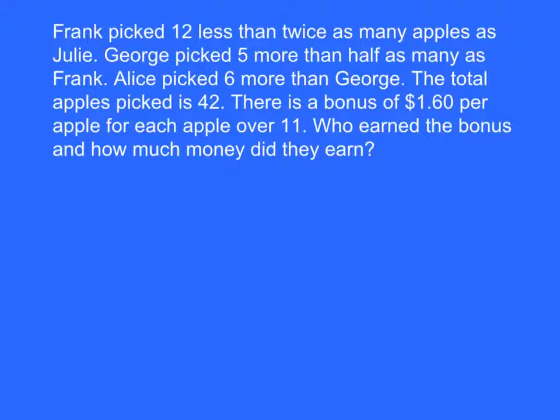Frank picked 12 less than twice as many apples as Julie. George picked 5 more than half as many as Frank. Alice picked 6 more than George. The total apples picked is 42. There is a bonus of $1.60 per apple for each apple over 11. Who earned the bonus and how much money did they earn?